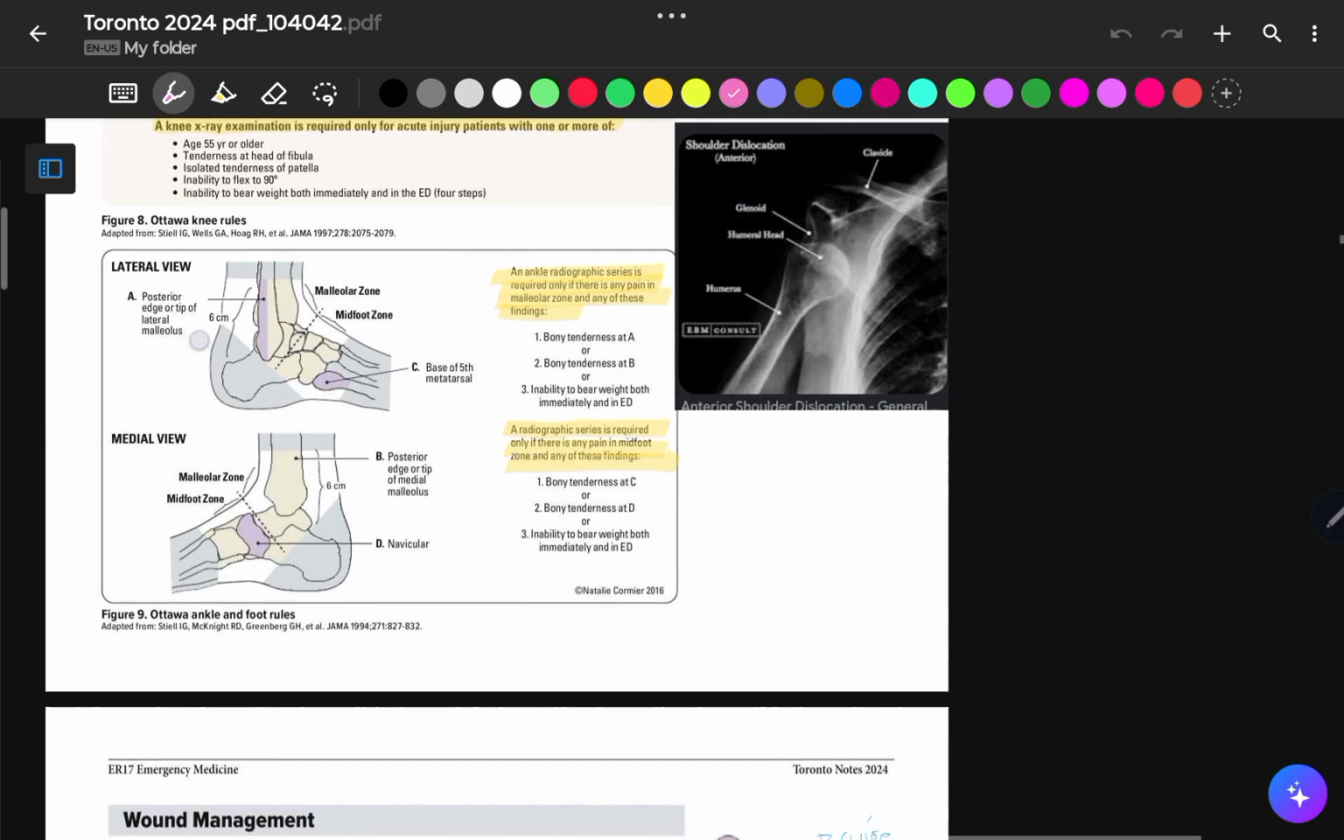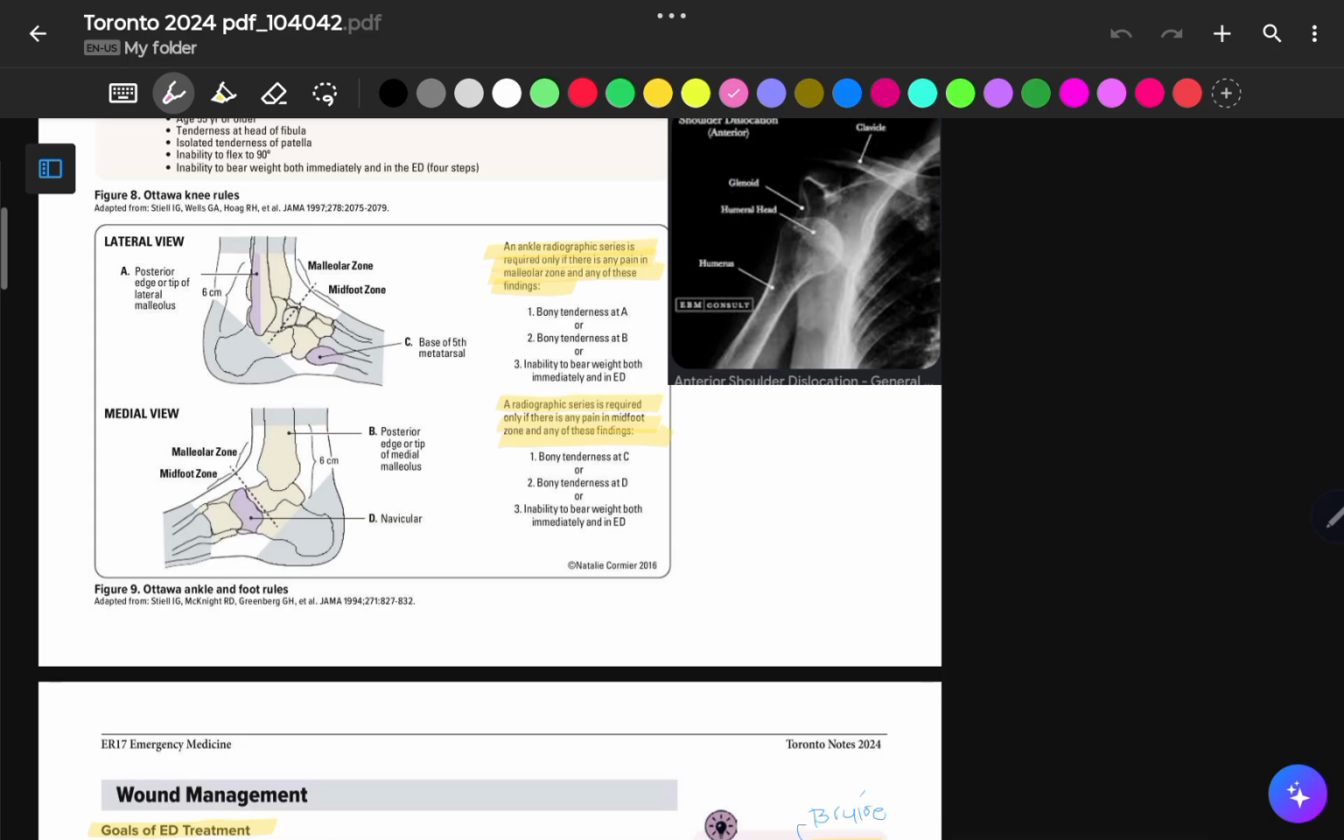Now for the foot, for the mid-foot, it's if they have bony tenderness at C, which is the base of the fifth metatarsal, then you do the X-ray. Or if they have bone tenderness at D, which is the navicular bone, or if they have inability to bear weight immediately or in the ED.